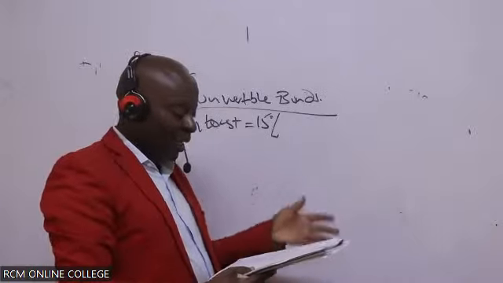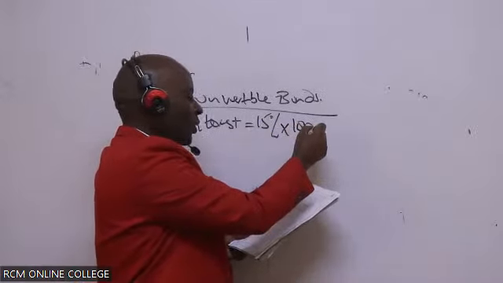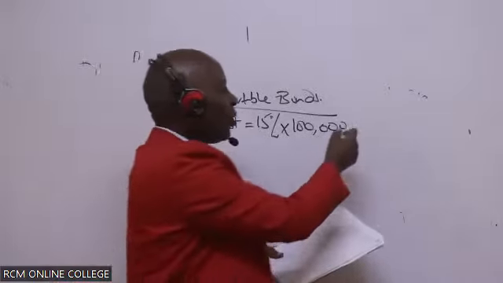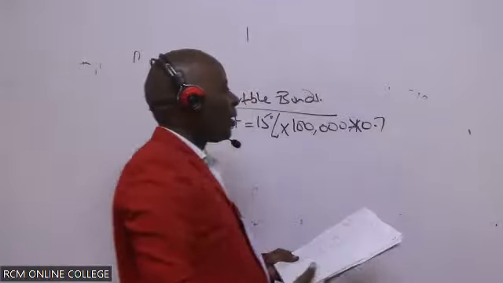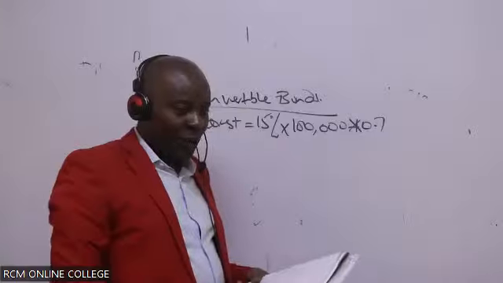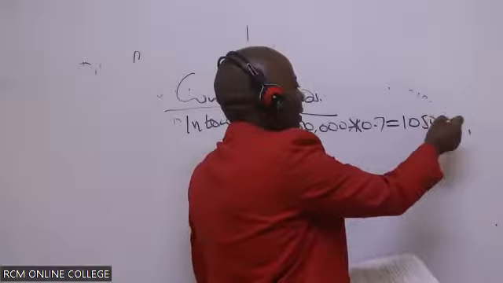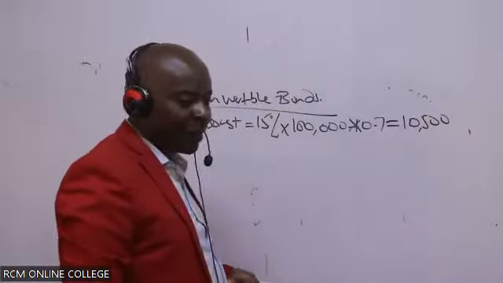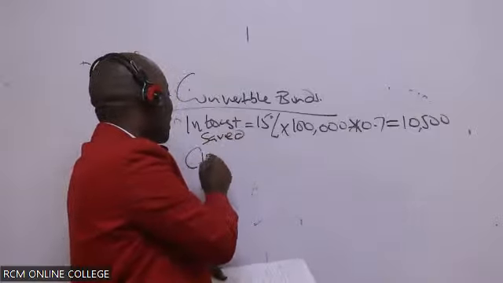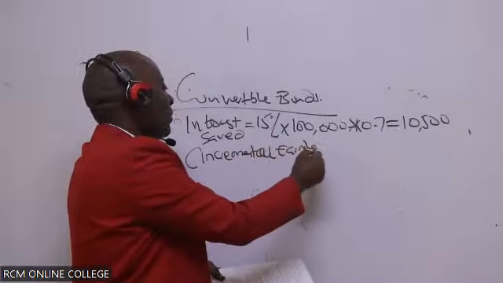So 15%, I can see out of shillings 100 million, so 100,000, because my figures are in thousands. Multiplied by what here? 1 minus tax. Is there somebody who is able to give me this figure? 10,500. Is that okay? So of course, this interest saved is my incremental earnings.